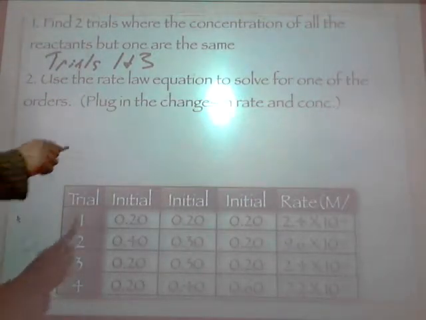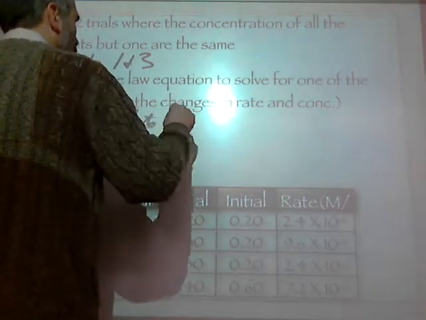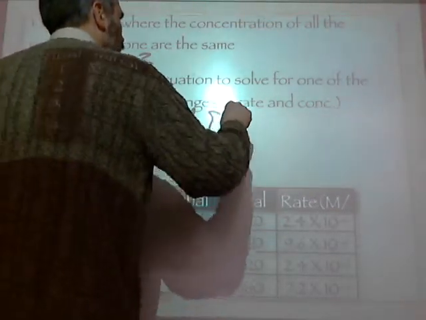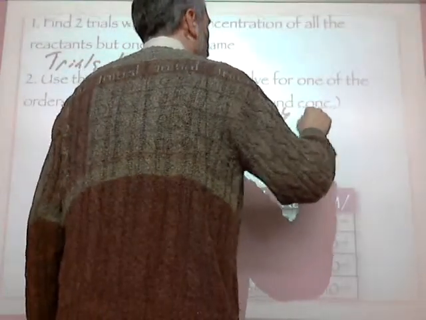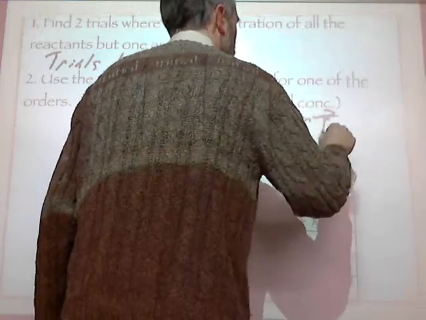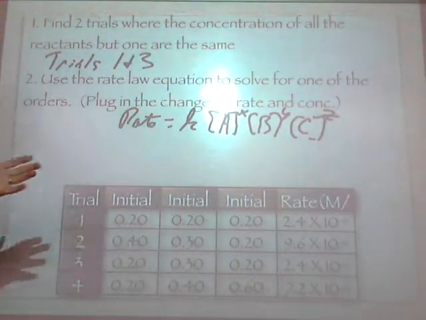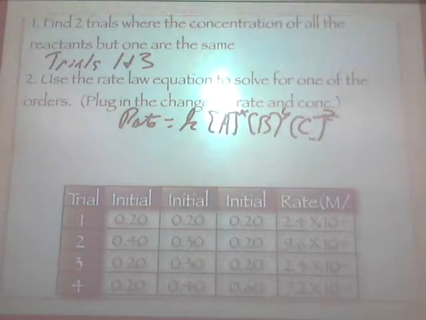Here's the rate law expression. Rate equals K, A to the X, B to the Y, C to the Z. And I know it's a pain writing the brackets, but remember the brackets mean something. They mean moles per liter. So that's why we put them in brackets.